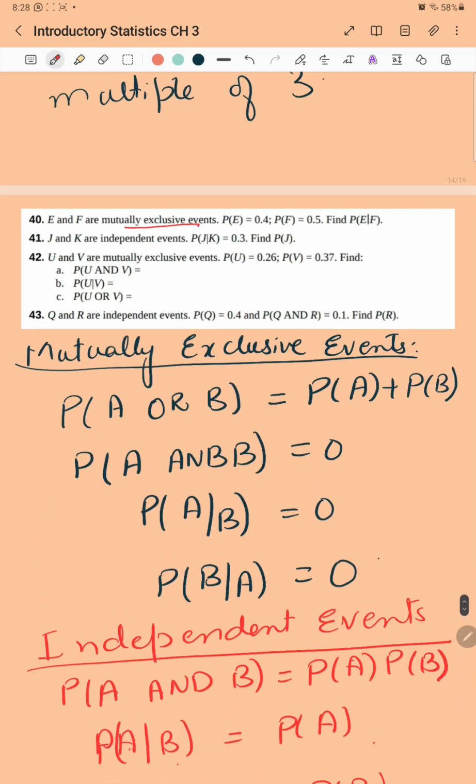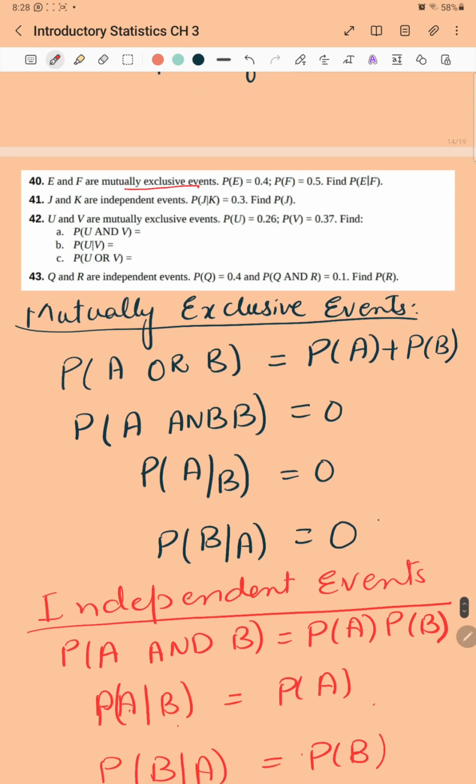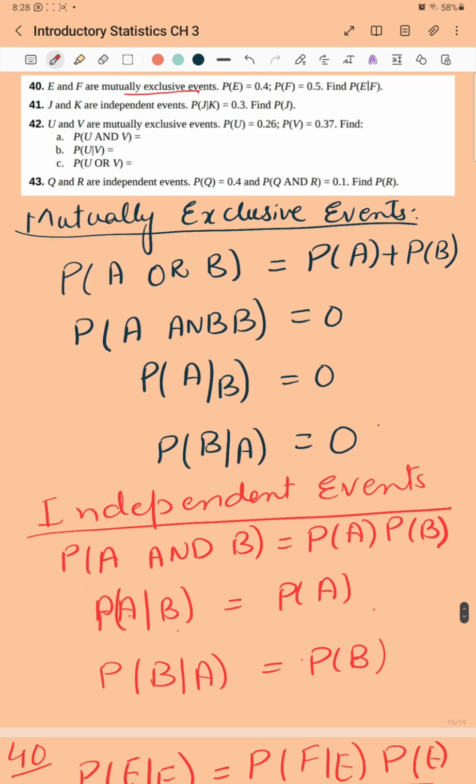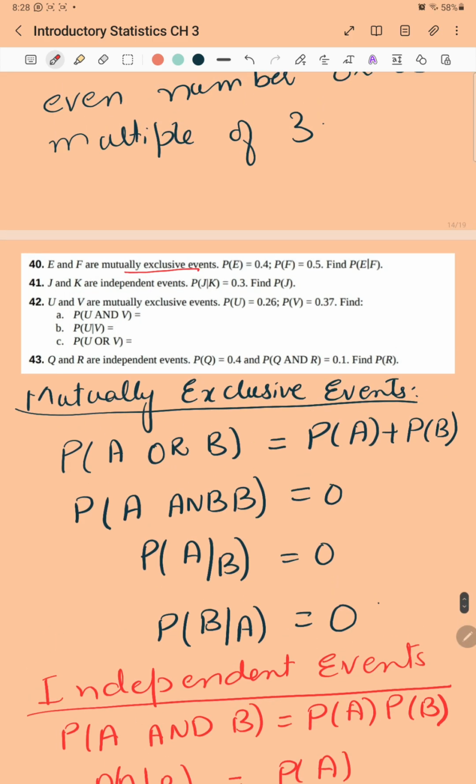For question number 42, U and V are mutually exclusive events. Probability of U is 0.26 and V is 0.37. Find probability of U and V. So because they are mutually exclusive, I'm solving it here. For mutually exclusive events, probability of A and B or U and V is always going to be 0. U over V is always going to be 0.